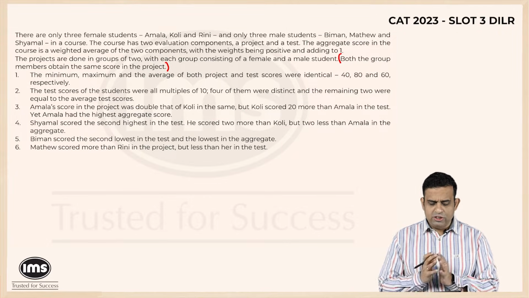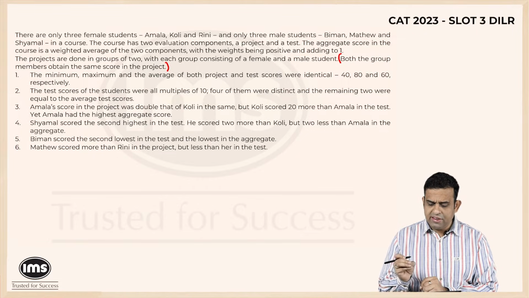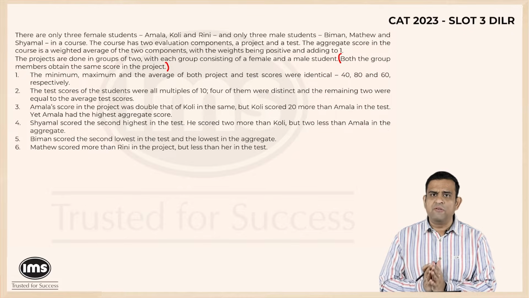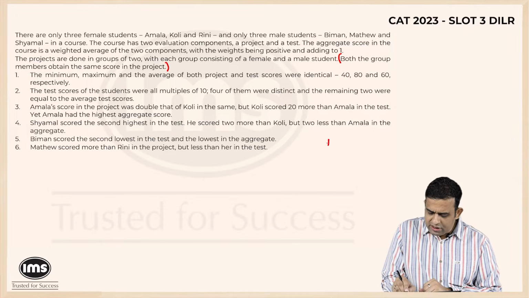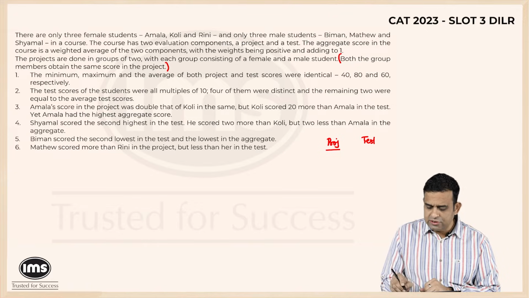The test scores of the students were all multiples of 10. 4 of them were distinct and the remaining 2 were equal to the average test score. I will write here, suppose, project, and I will write here test scores. Now for the project, they are saying the minimum is 40.